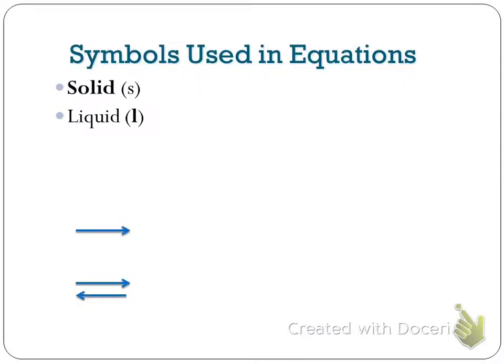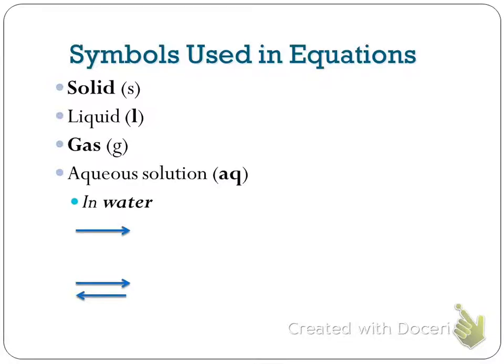Symbols used in our chemical equations. You don't necessarily have to write this down, but I want you to be familiar with them a little bit. If you see an S in parentheses, that means we're talking about something in the solid state. An L in parentheses means it's in the liquid state. A G in parentheses means it's in the gaseous state. And then AQ means aqueous.